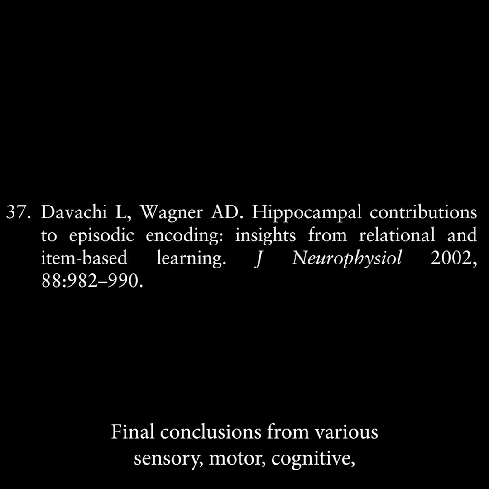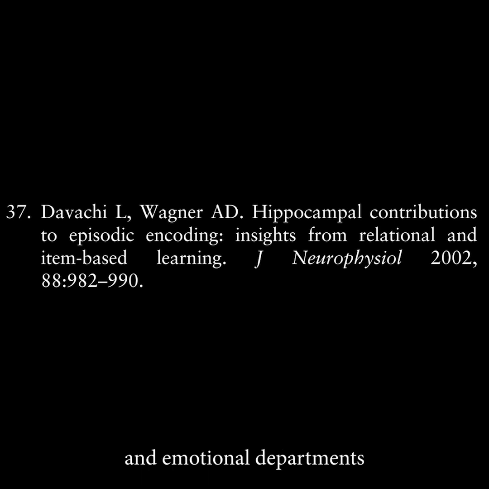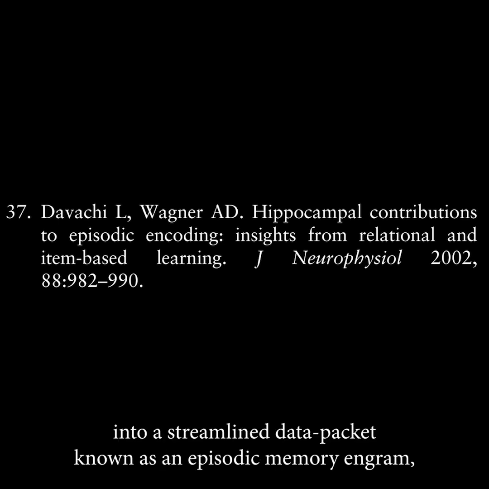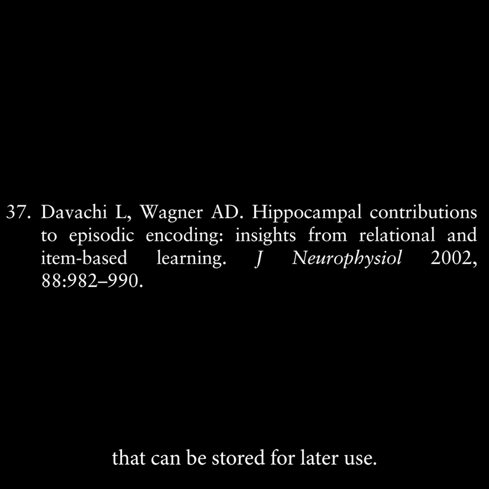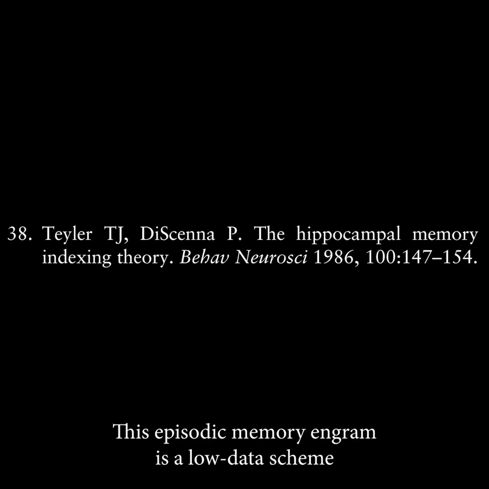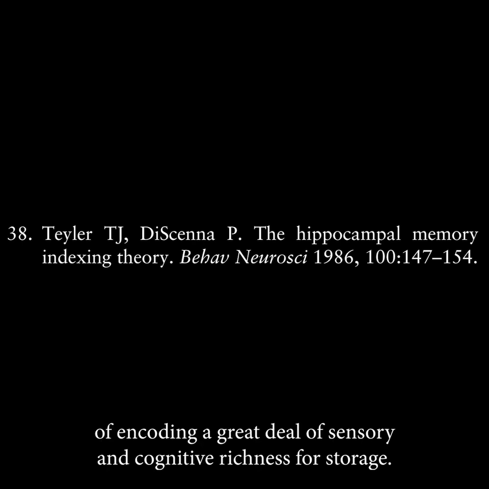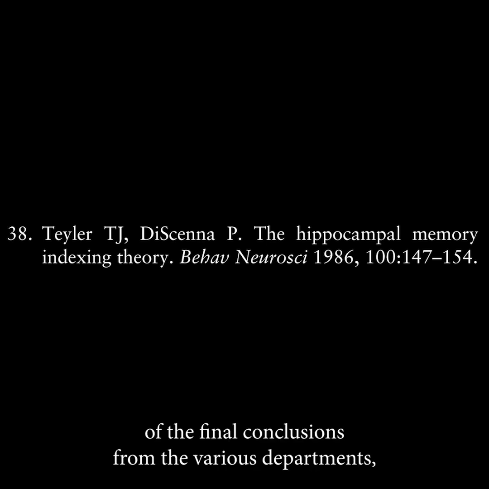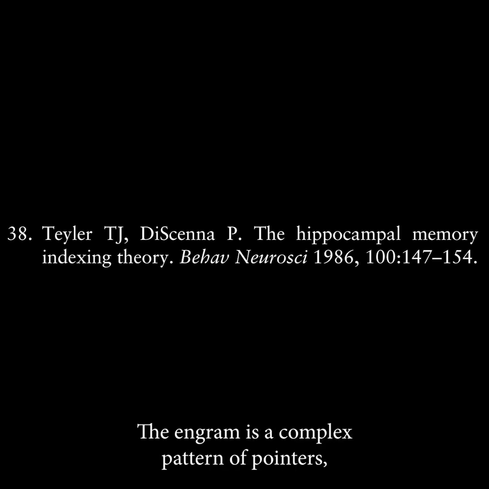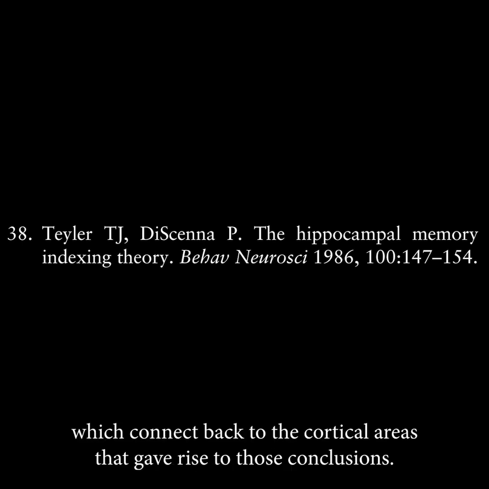Final conclusions from various sensory, motor, cognitive, and emotional departments are reported to the HC, which organizes and binds those conclusions into a streamlined data packet known as an episodic memory engram that can be stored for later use. The engram. This episodic memory engram is a low data scheme of encoding a great deal of sensory and cognitive richness for storage. As the memory is composed of the final conclusions from the various departments, the engram is a complex pattern of pointers, like hyperlinks, which connect back to the cortical areas that gave rise to those conclusions.